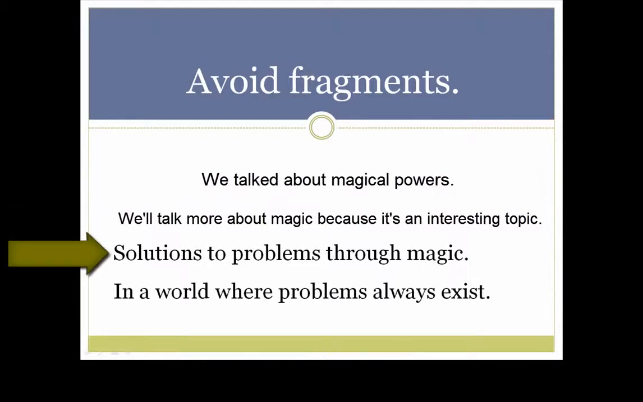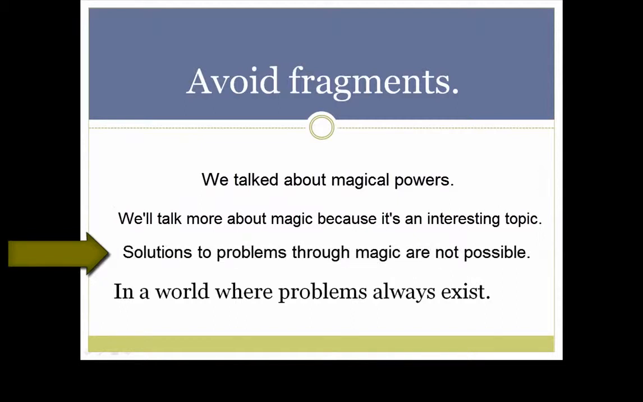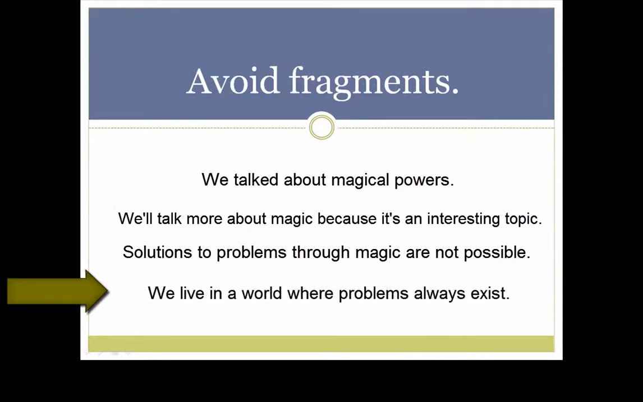This one is missing a verb. We could say, solutions to problems through magic are not possible, or could be possible. This last one, we're missing a main clause. We could say, we live in a world where problems always exist.